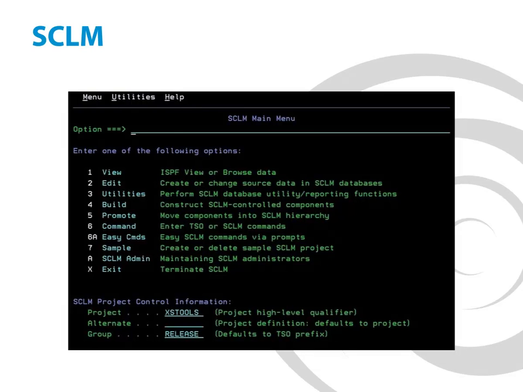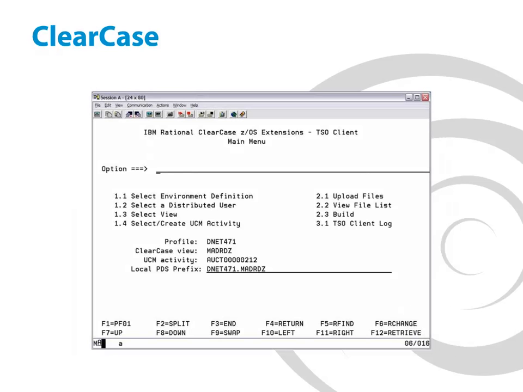SCLM is a library manager and a configuration manager that can build and promote modules. It has been part of ISPF since around 1990. ClearCase was developed by Atria Software and first released in 1992 on Unix and later on Windows. It had roots in an earlier system from the 1980s. It is a modern system, now developed by IBM Rational, but I would expect it to be replaced by Rational Team Concert over the coming years.